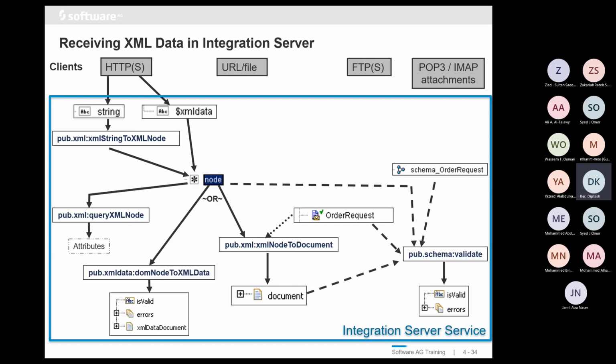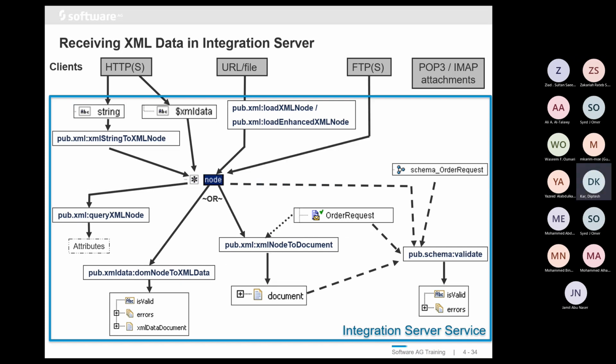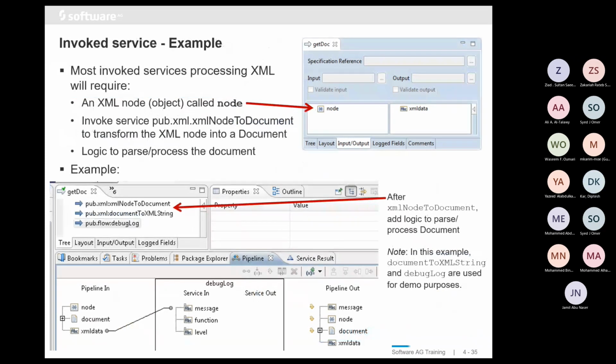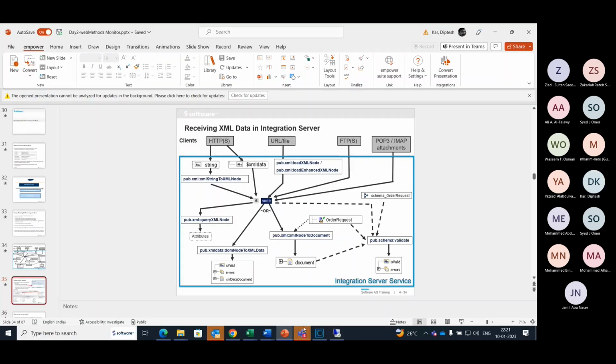The same thing happens if a request comes from HTTP, URL, FTP, or from an email port. So this is how any of our services work: XML node to document, then document to XML string. We do it this way. I will just show this.